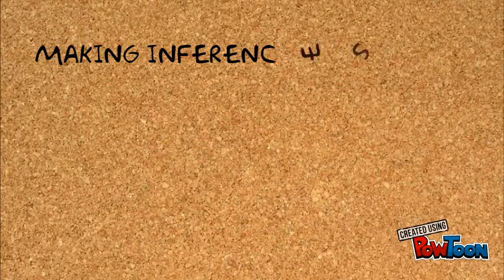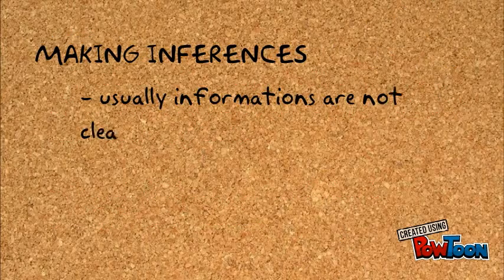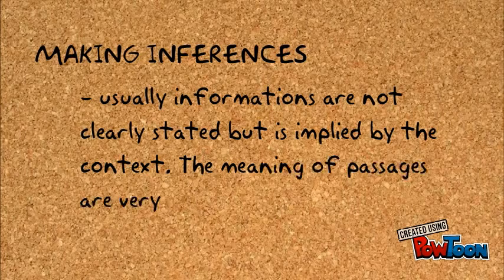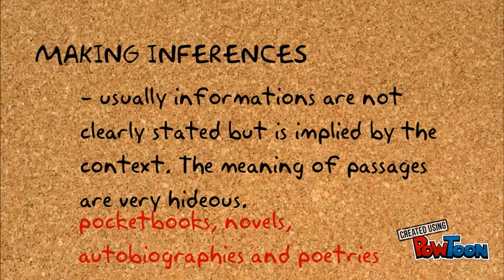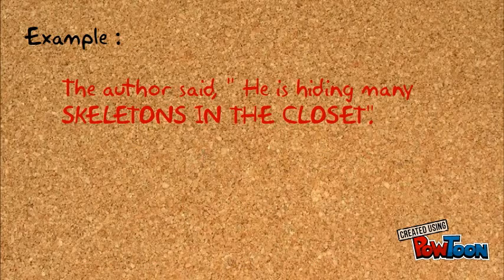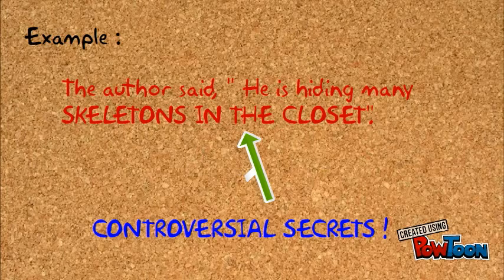Making inferences. Usually information is not clearly stated, but is implied by the context. The meaning of passages is very hidden in pocketbooks, novels, autobiographies, and poetries. Example: the author said, "He is hiding many skeletons in the closet." If you take it literally, you will have a wrong understanding. But if you dig deeper, the meaning of the skeletons in the closet is controversial secrets.